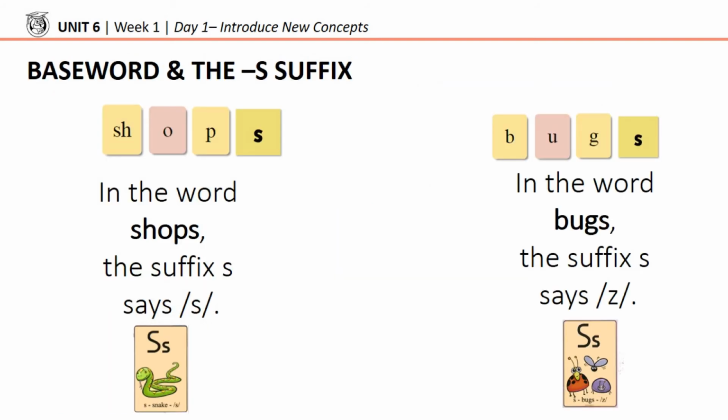Now, let's take a look at the base word and the suffix again. In the word shops, the suffix s says s, but in the word bugs, the suffix s says z, bugs. Sounds like the Z.